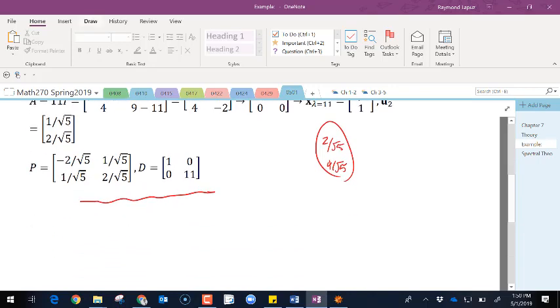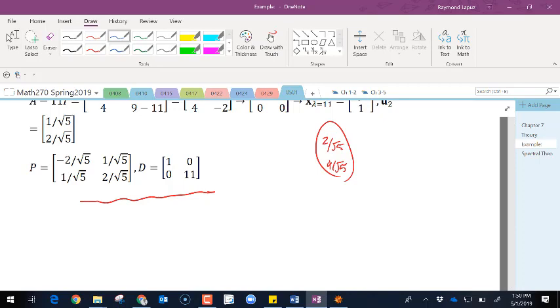And so what we're saying here, according to this, is let's say lambda 1 is equal to 1, and u1 is the vector corresponding to lambda 1, which is negative 2 over root 5, 1 over root 5. And then lambda 2 is 11, and u2 is going to be 1 over root 5, 2 over root 5.